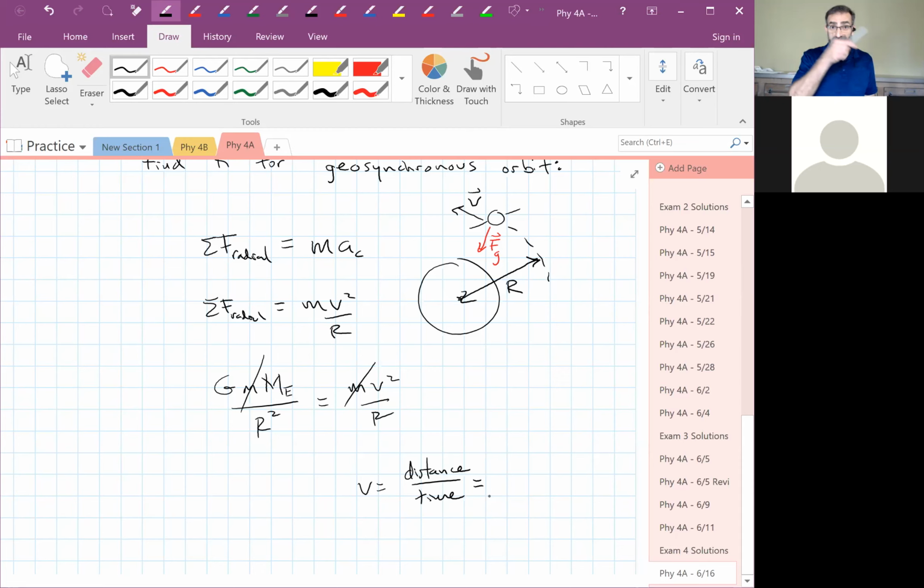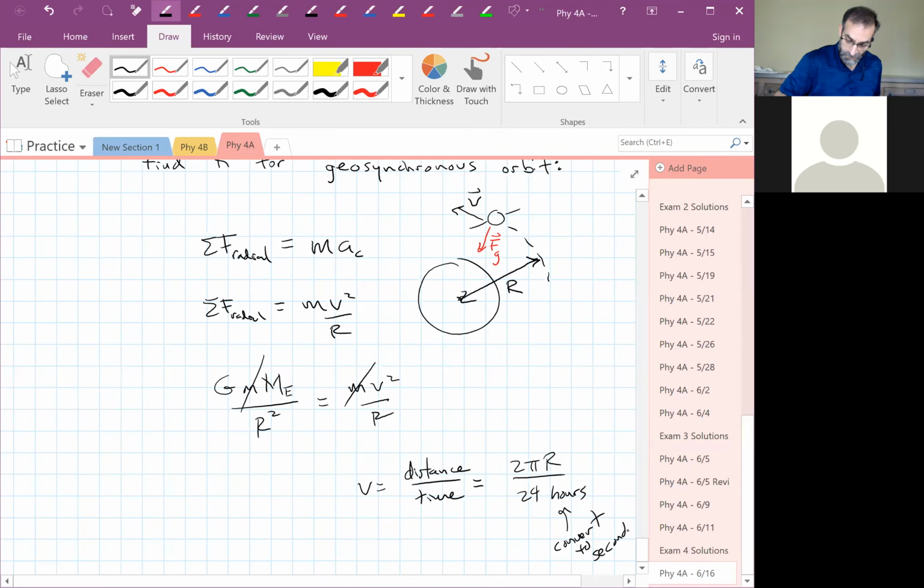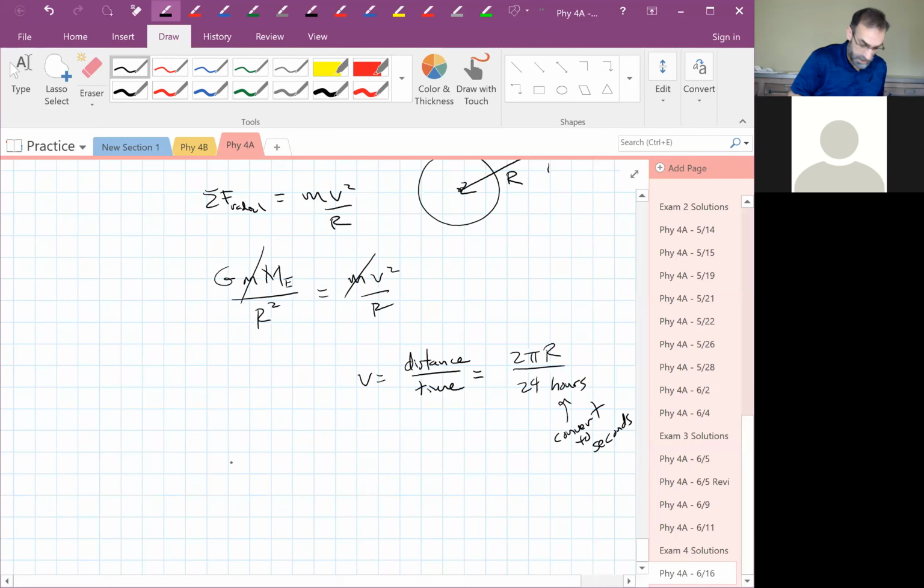It completes one revolution in how much time? 24 hours, right? One day. That's how long it takes the Earth to rotate one time. So the Earth rotates one time in a day. The satellite has to make it around one revolution in a day. So we have to convert that to seconds.